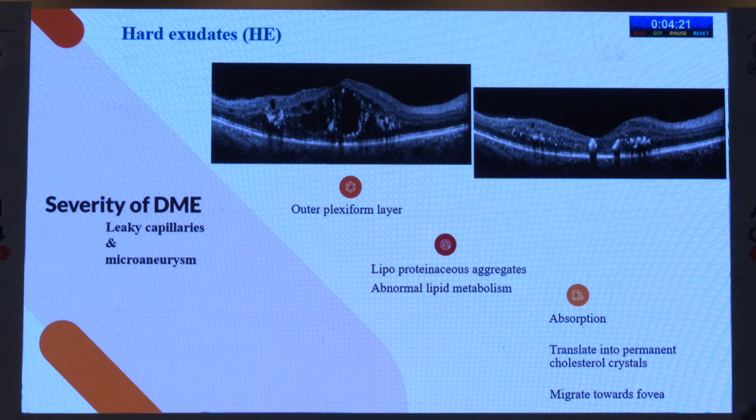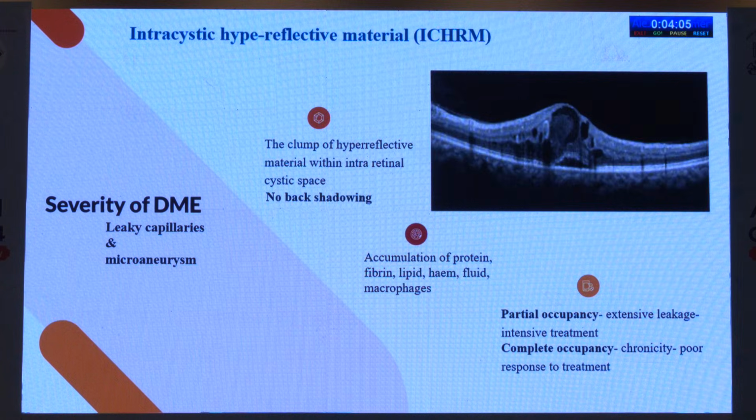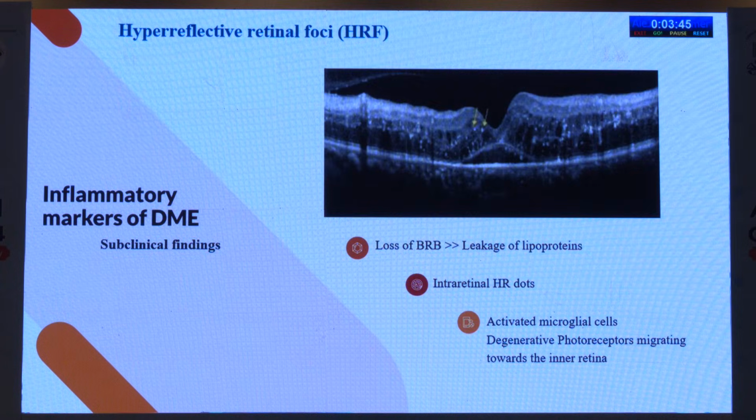Either they lead to complete resolution, and visual prognosis will be good. If they turn into permanent cholesterol crystals, they again imply a poor visual outcome. Sometimes they migrate toward the fovea and lead to foveal atrophy and thinning over a period of time, again with poor visual outcomes. And severity of DME is also labeled by intracystic hyperreflective materials. These are hyperreflective materials that occupy the large cystic spaces. If there is partial occupancy, it denotes extensive leakage and needs intensive treatment. If there is complete occupancy, it denotes long-standing DME and poor response to treatment.